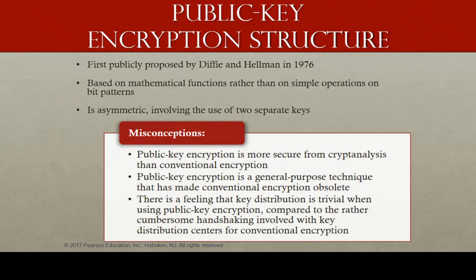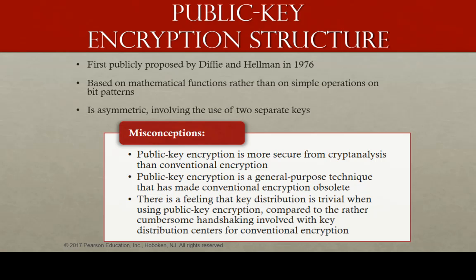Public key encryption structure. Public key encryption, first publicly proposed by Diffie-Hellman in 1976, is the first truly revolutionary advance in encryption in literally thousands of years. Public key encryption is based on mathematical functions rather than on simple operations on bit patterns, such as used in symmetric encryption algorithms. More important, public key cryptography is asymmetric, involving the use of two separate keys, in contrast to the symmetric conventional encryption, which uses only one key.